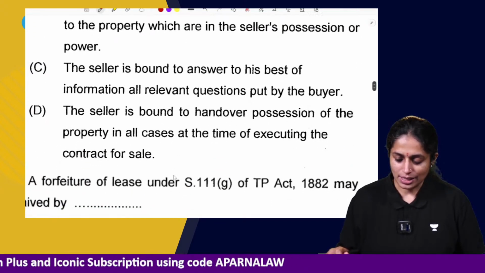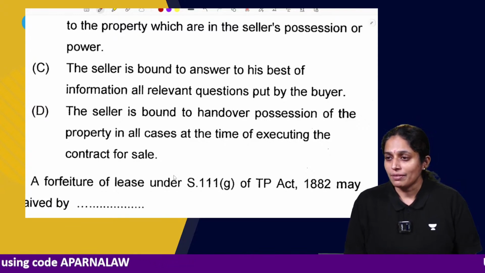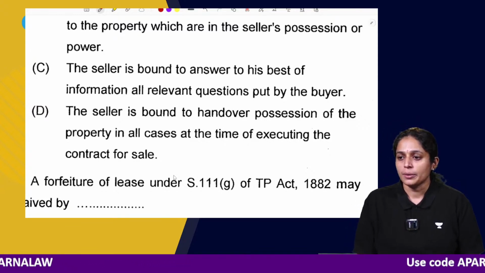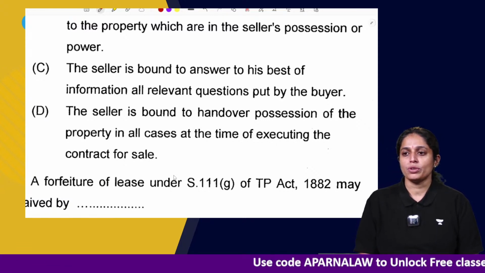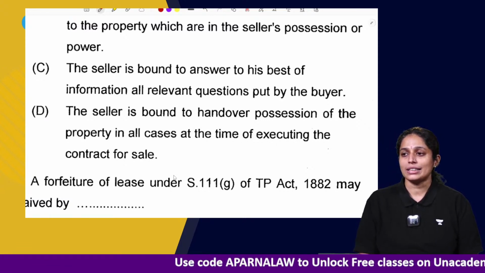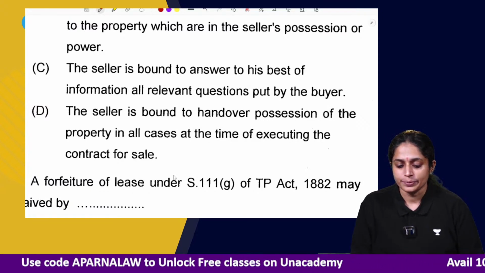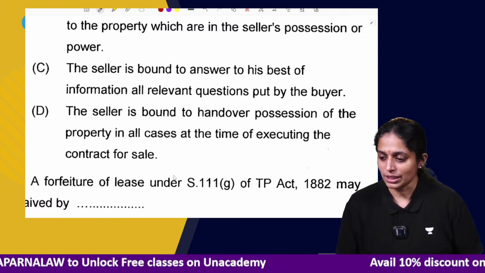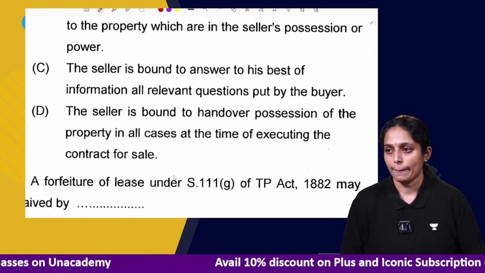Next, C. The seller is bound to answer to the best of his information all relevant questions put by the buyer. And D. The seller is bound to hand over possession of the property in all cases at the time of executing the contract for sale. Okay, so these are the 4 options. What is the wrong statement here?